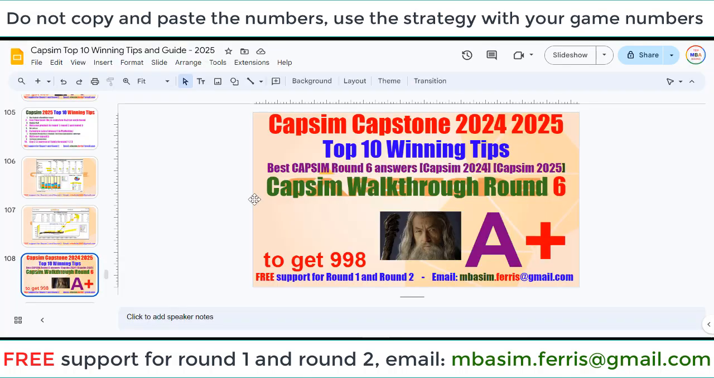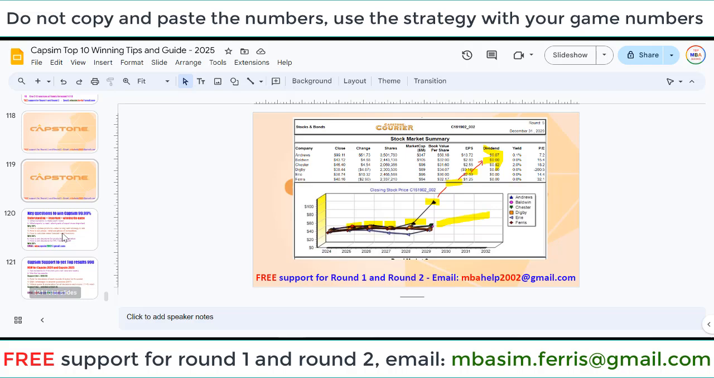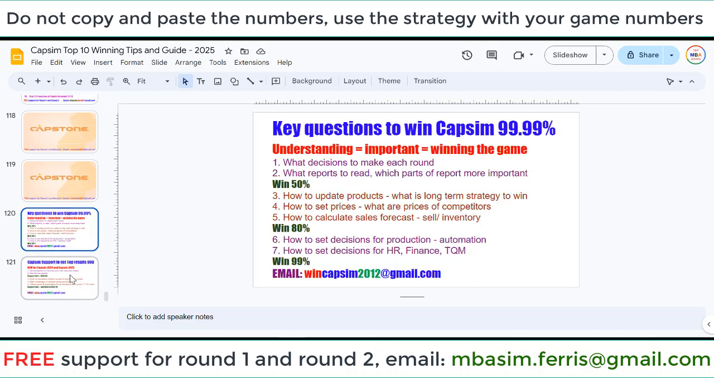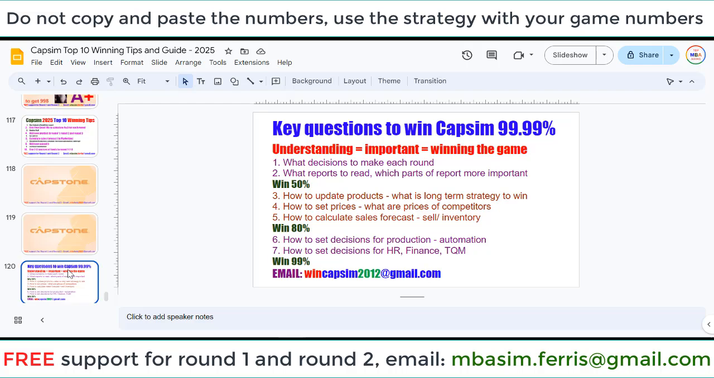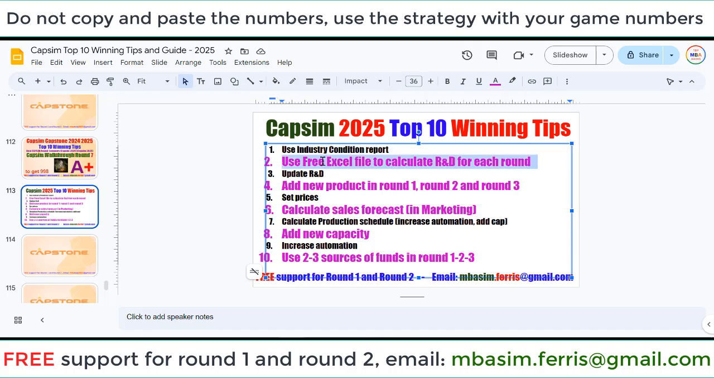So I just showed you the detailed guide for round 6. You get the top sale and top profit, right? And remember that after each round, understanding the game is more important, right? You should check the top 10 winning tips for each round, from the industry condition report, to using the rehearsal file to calculate R&D and production for each round, and update R&D each round. The right strategy is to add new products in round 1 to 3. If you don't, round 4 is the last round you should add, because later rounds are too late, right? Because a new product requires 2 or 3 rounds to start selling well.